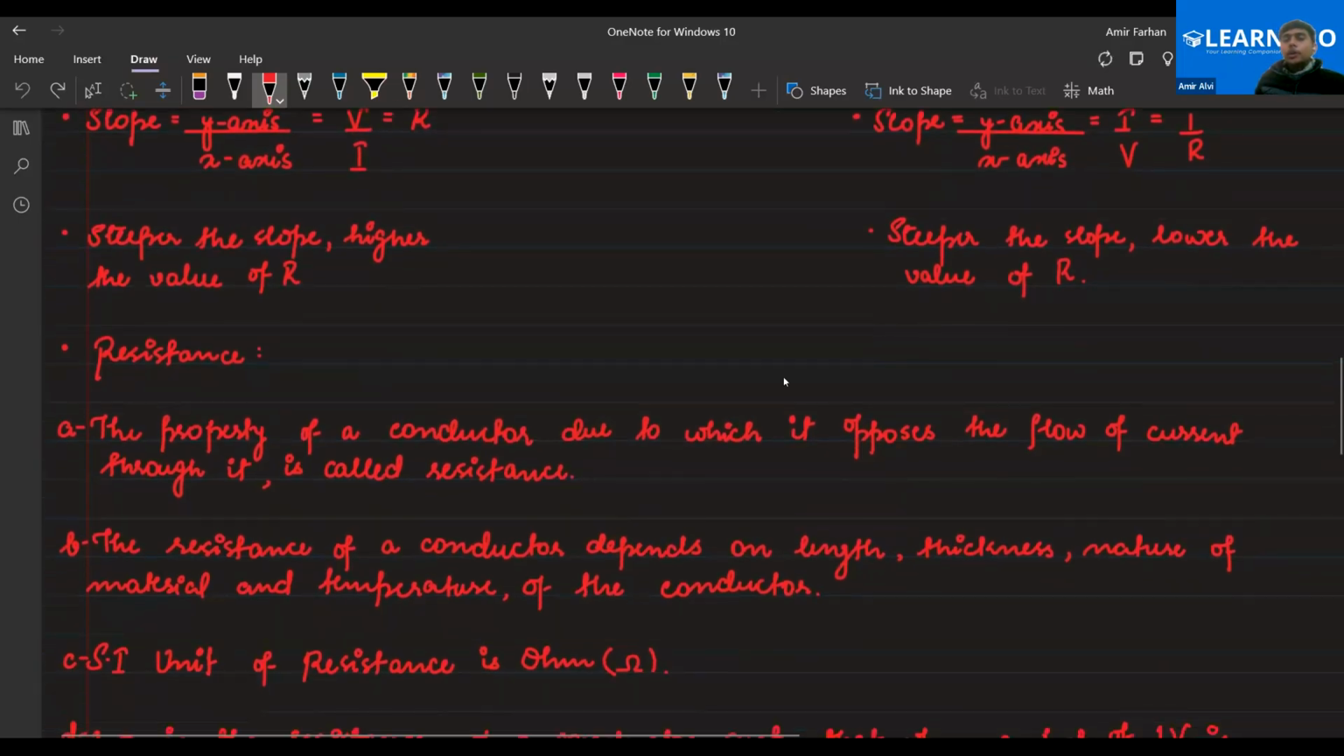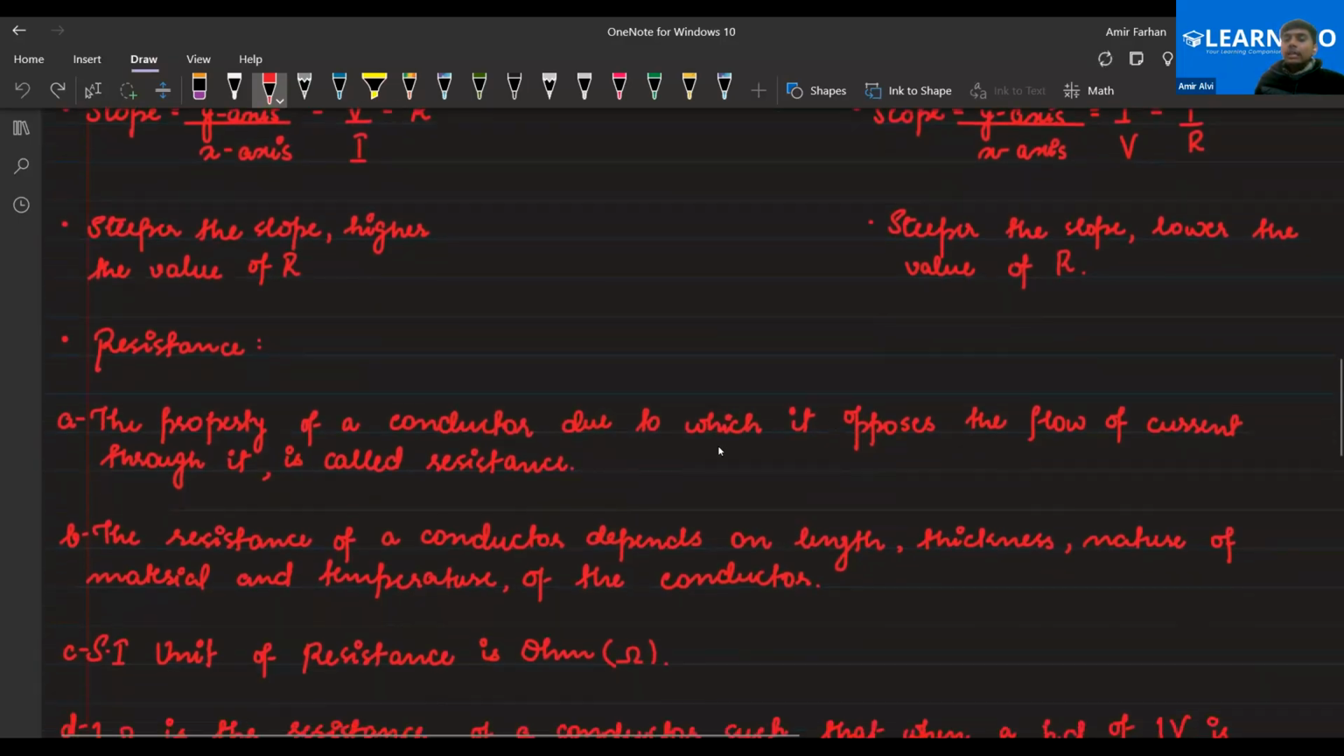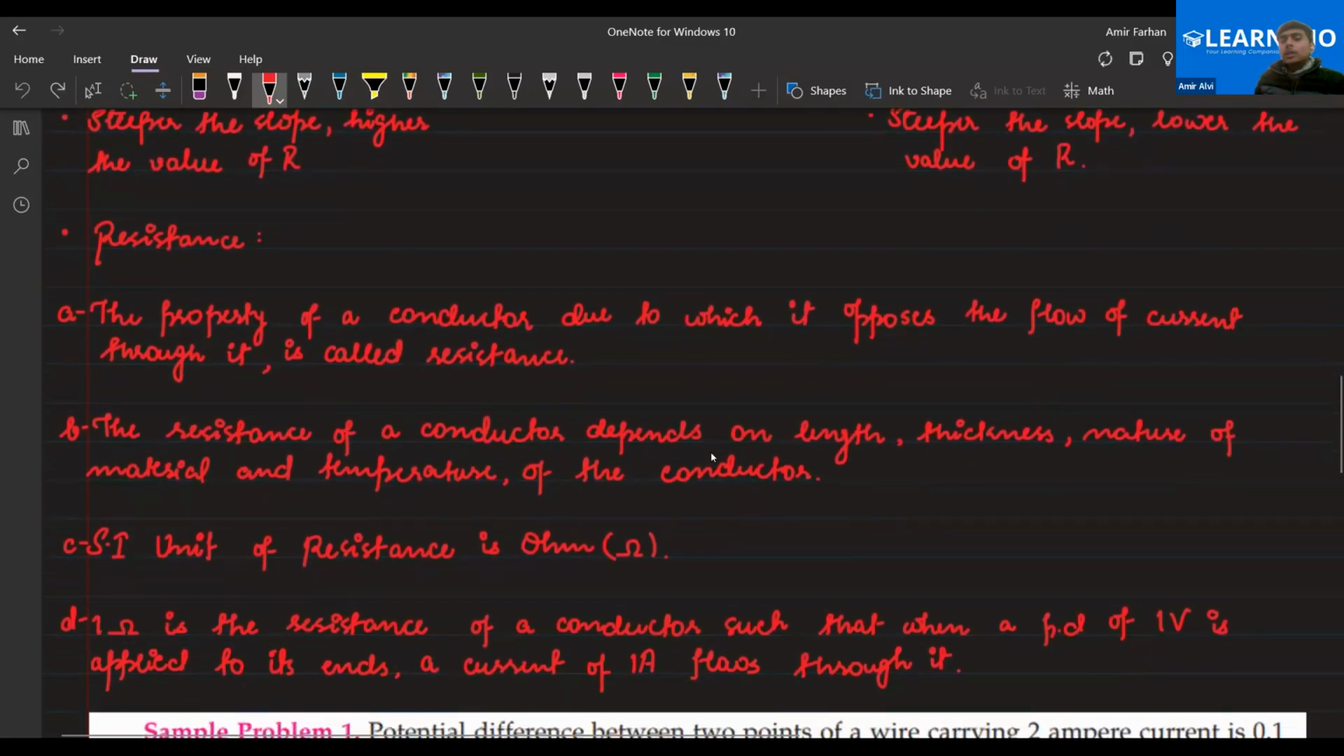Now let's talk about resistance. The property of a conductor due to which it opposes the flow of current is called resistance. The resistance of a conductor depends on length, thickness or area, nature of material, and the temperature of the conductor. The SI unit of resistance is called ohm. One ohm of resistance is defined as when the potential difference of 1 volt is applied to a conductor and the current flowing through it is 1 ampere.